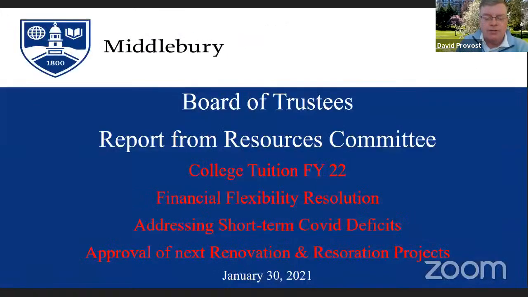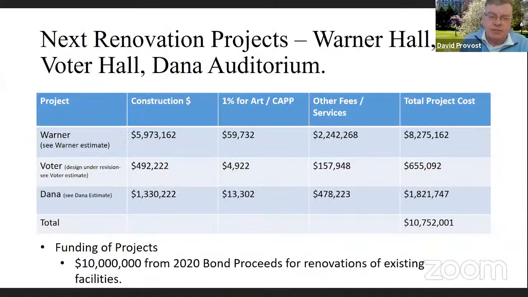So I'm just going to give a little more detail about the resolutions that Lori mentioned from the board actions. The first is she mentioned 3 projects that the board approved last year when we refinanced the 2010 bonds. We added $10 million in additional bonds that would allow us to move forward with the renovation of Warner Hall, Voter Hall, and Dana Auditorium. Dana Auditorium has been on the books for now going on close to 12 years. We will start that work this summer.